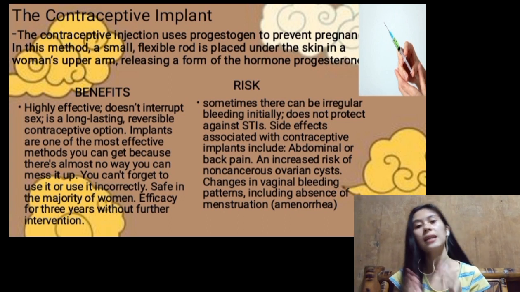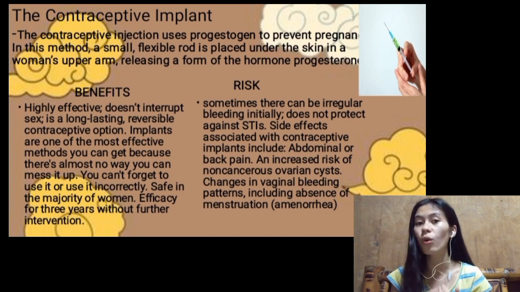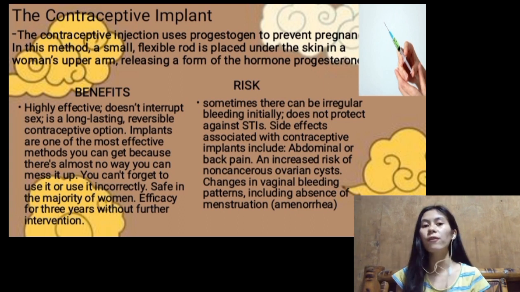Epektibo ito para sa 3 taon ng walang karagdagang intervention or madaling alisin sa karamihan ng mga kaso upang payagan ang pagbubuntis sa natural na mangyayari. So of course, we have here the risk. So sometimes there can be irregular bleeding initially, does not protect against STI.